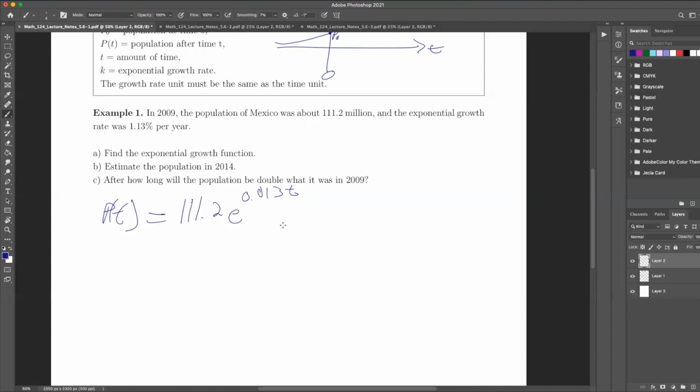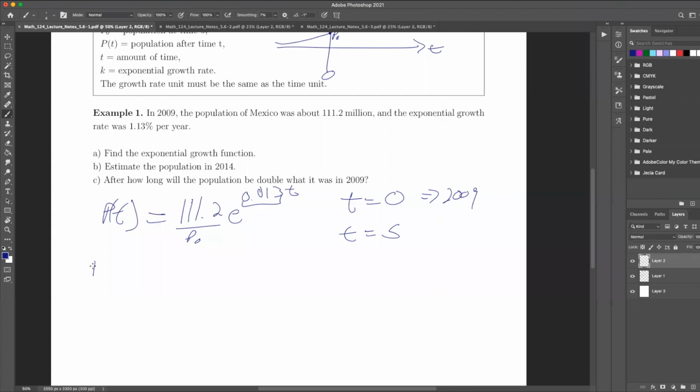All right, so here's our population function. Here's our P naught. This is our exponential growth rate, and you have to convert the percentage into this, and here our time. t equal to 0 implies 2009. So we're starting time 0 at 2009. We want to find the population at 2014, so that's going to be time equals 5, just t equals 5.